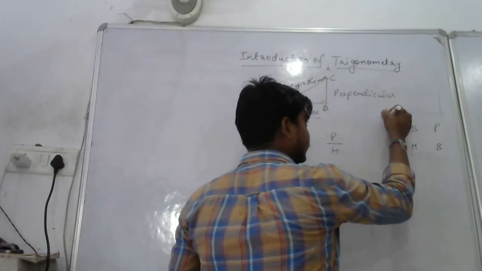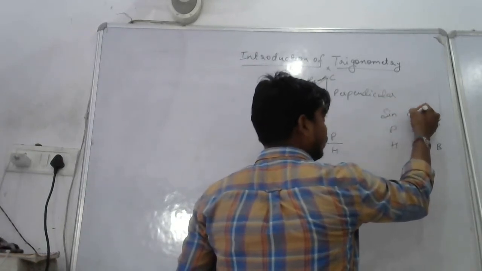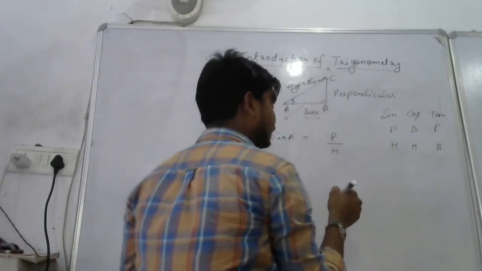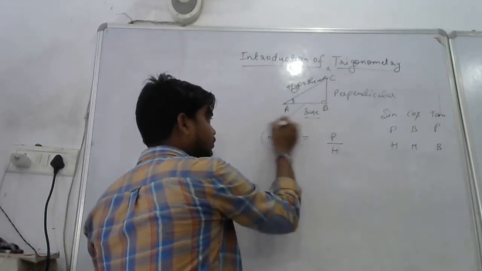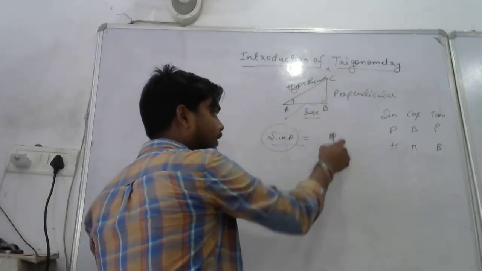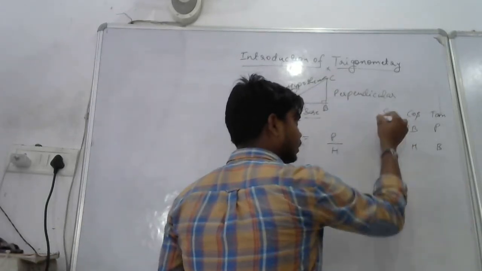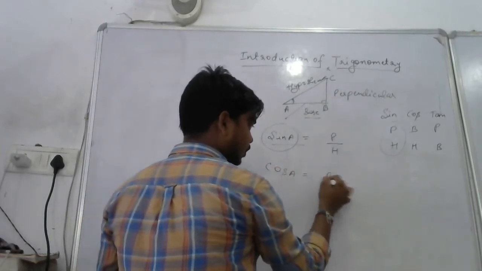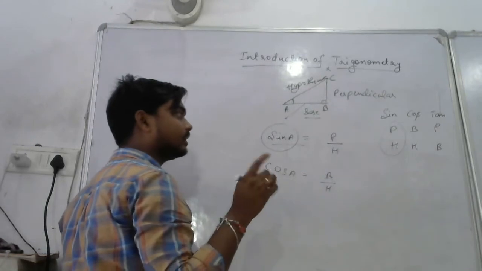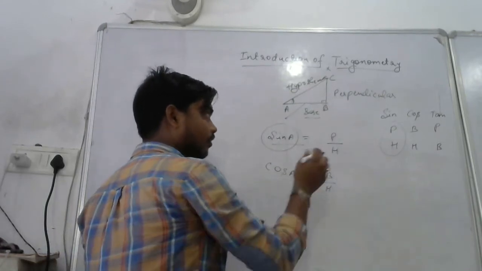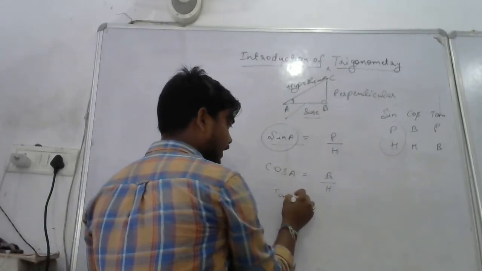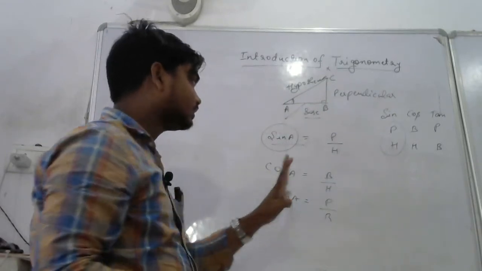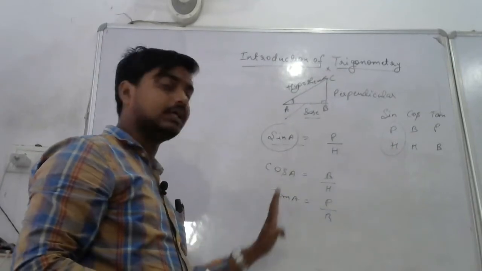Suppose I write here sine, cos, and tan. Corresponding to sine A, we write perpendicular upon hypotenuse. Corresponding to cos A, we write the formula base upon hypotenuse. In the right angle triangle, we have to deal with all these formulas, and we write tan A as perpendicular upon base. These are the three trigonometric ratios.